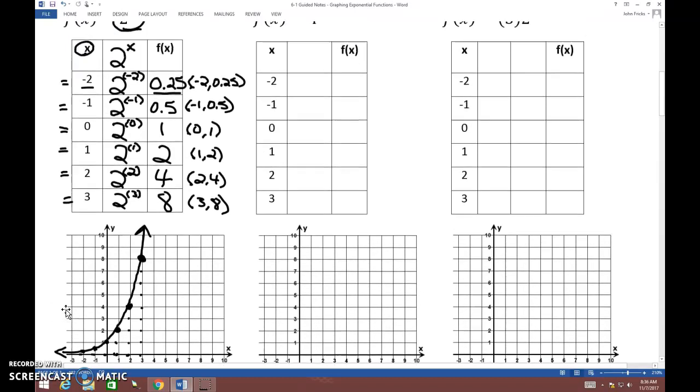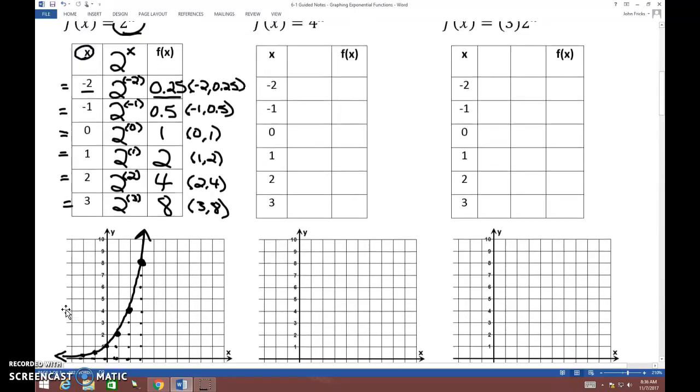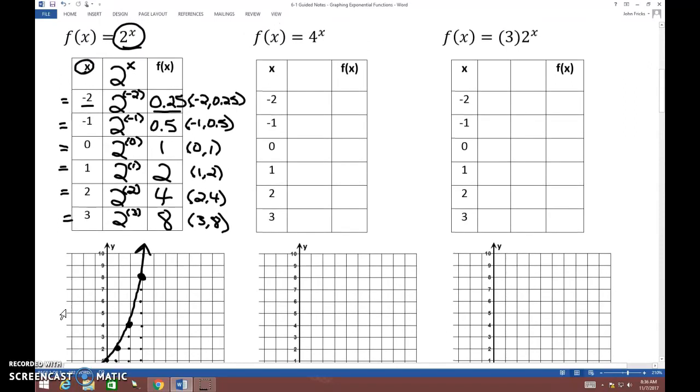So what I want you to do, and if you have any questions, feel free to pause and go ahead and ask questions about this. But what I want you to look at next is I want you to see if you can work the second problem here. Go ahead and see if you can work this on your own. f of x is equal to 4 to the x power. And I'm going to give you a couple minutes. Just pause the video, and once you finish, you can start it back up.